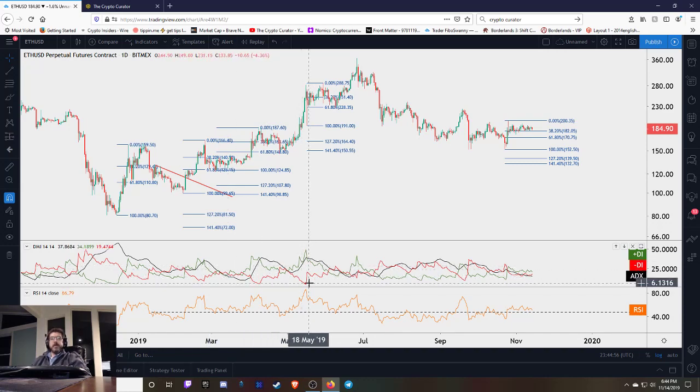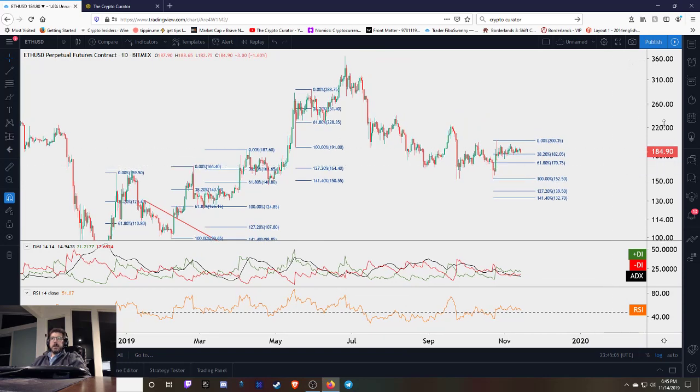But you can find a lot of information just off the daily and these two indicators, and using the fib levels as your support and resistance going forward. So that's what I got.